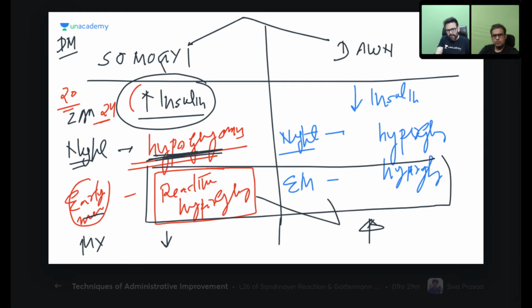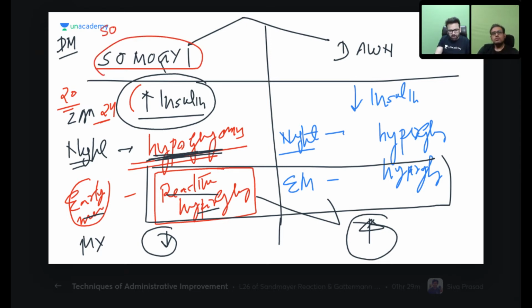So the patient will have a complaint. See, both will come to your clinic with the same complaint, but in one case you have to decrease, in the other you have to increase. It can be remembered like this: Somogyi and dawn phenomenon. In Somogyi, what are you doing? You are taking so much insulin, too much. And in dawn phenomenon, you are taking less insulin. So this is Somogyi and this is dawn phenomenon. Is this clear?